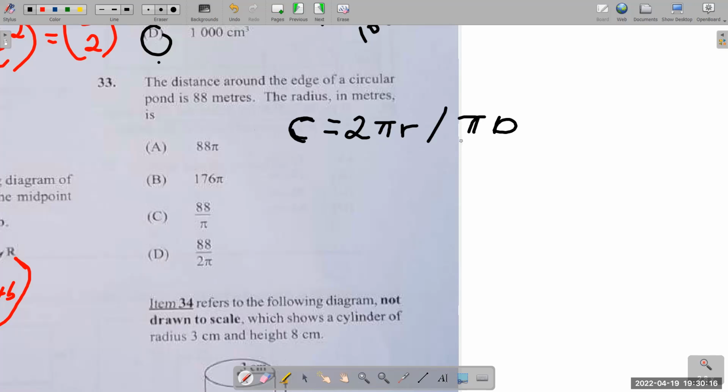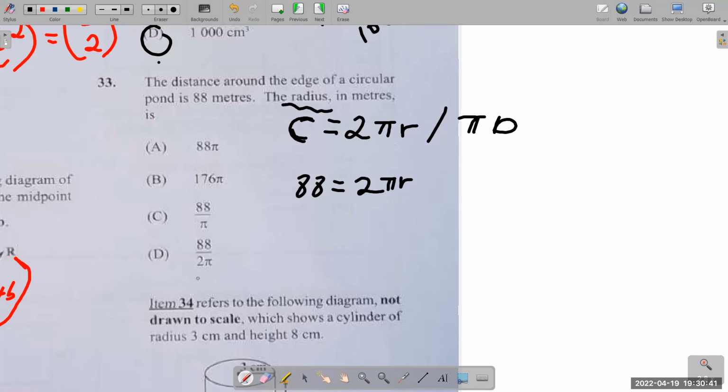Guys, which one? Everybody see that? So which one is the one we need? Which one we need to use? The first one or the second one? What they ask us for is the radius. So which one should we be using? The first one. So they say the circumference is 88. 88 is equal to 2 pi r. And they want r. Which one is the answer?